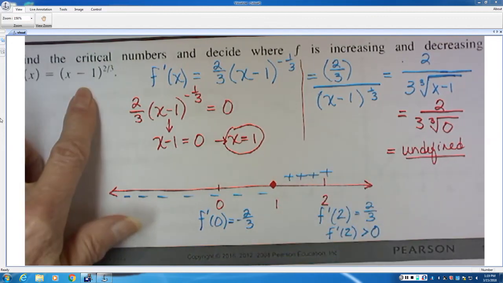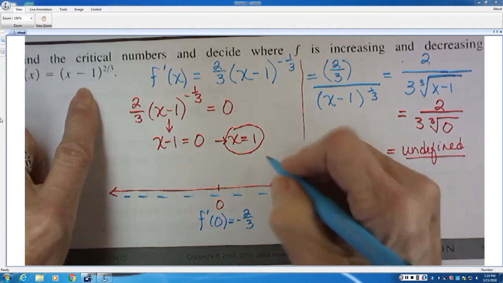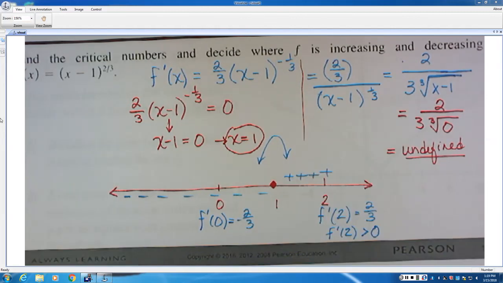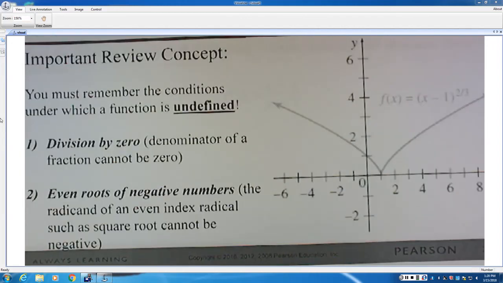But do you think that graph looks like this? Do you think that graph looks like that? Well, let's see. Is that what you were expecting?